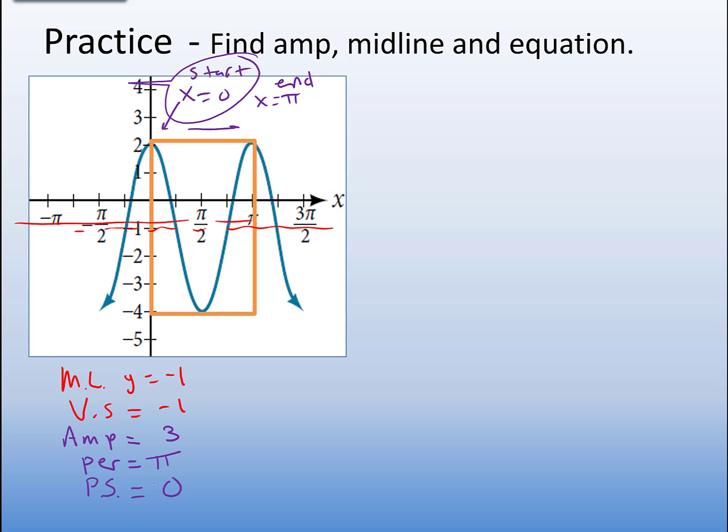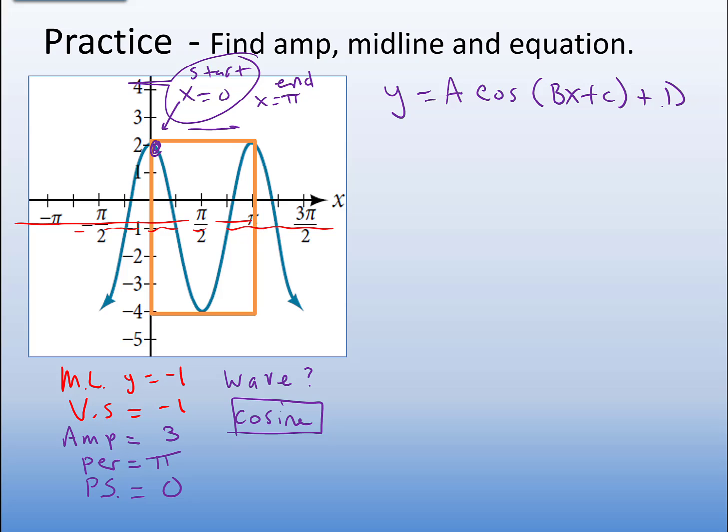We need an equation for this. Y equals A. Oh, I forgot one more piece of information in the box. What kind of wave is it? So we have to determine, what trig function are we dealing with? And since the trig graph starts at the top, there's only one trig function that does that, and that's cosine. So our equation is going to be a times cosine of bx plus c, plus d. All we need is these numbers here.